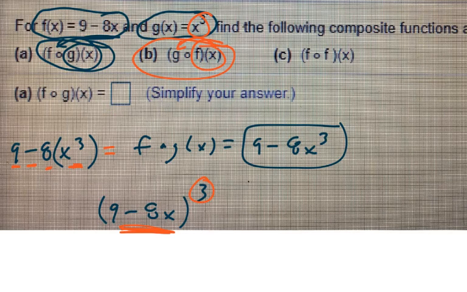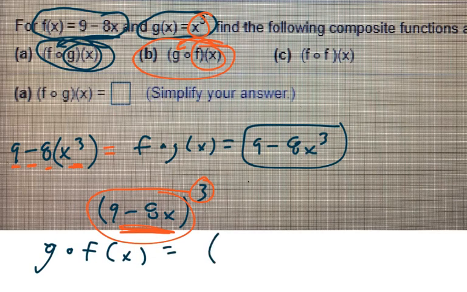Bottom line is you're just going to leave it like that, okay? Because the only way you could simplify or expand it is to use the binomial theorem. They're not going to expect you to do that. So g of f of x is therefore simply 9 minus 8x cubed.